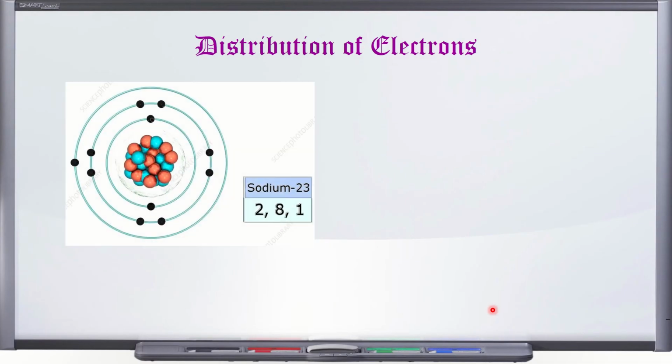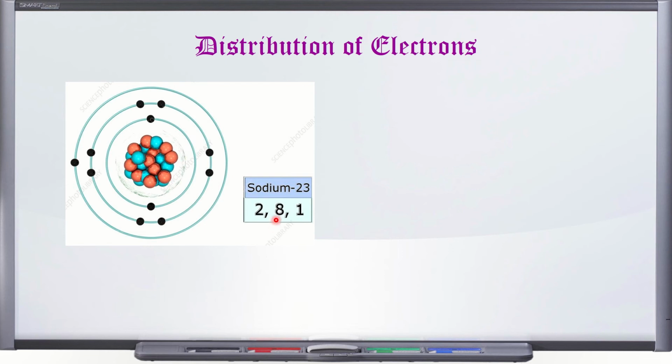Now look, the distribution of electrons can also be shown in a diagram. If you only write the electronic configuration, that is just the configuration. But if the question asks you to draw the diagram of the electronic configuration, then you have to show the electrons on different shells.